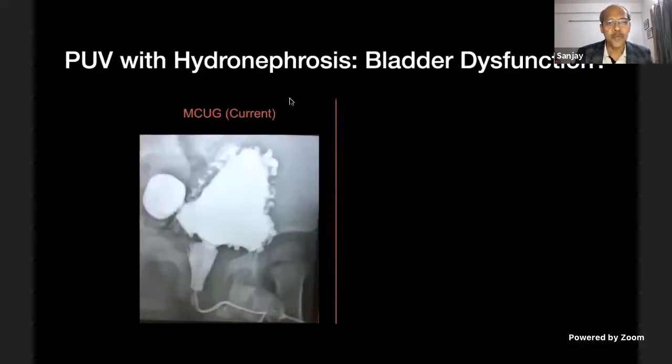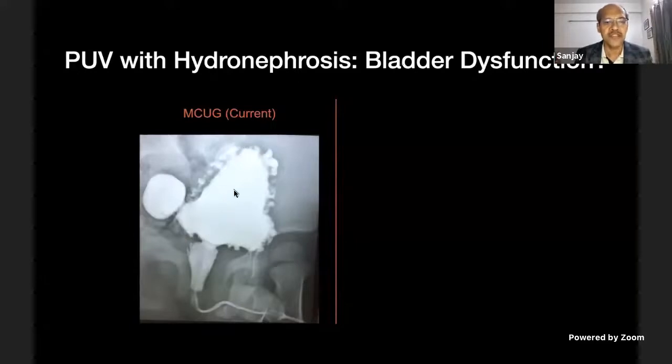A few words about PUV and hydronephrosis. Let's look at a patient who has PUV and hydronephrosis and continue. And the question is, is the hydronephrosis due to an ongoing bladder dysfunction? And you will get some clues from the symptoms in this patient, the progress when you longitudinally follow up the patient in terms of morphology.